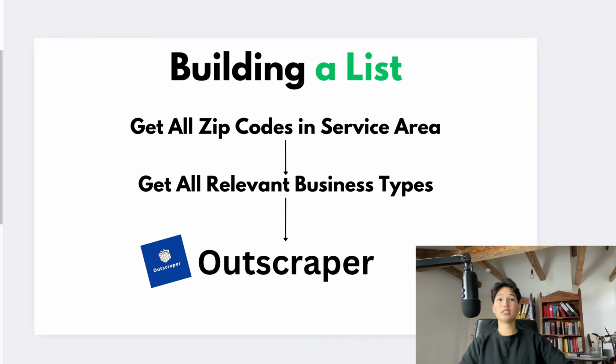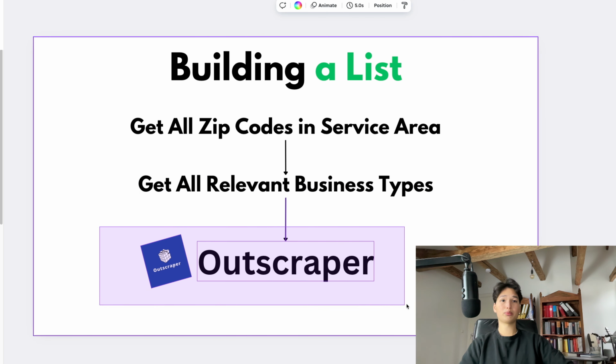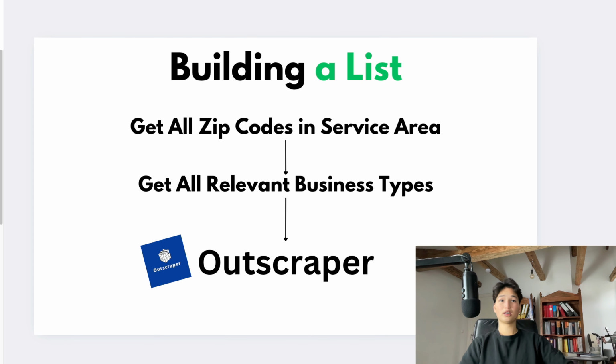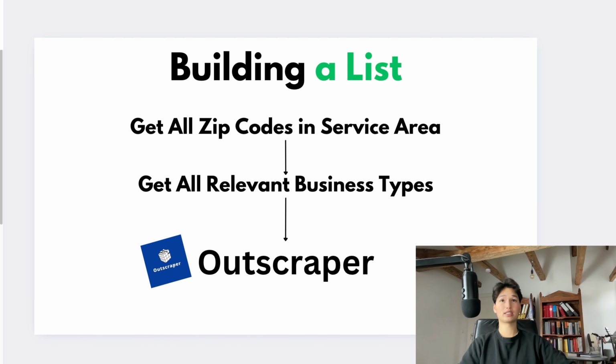There are only 3 steps needed in order to build a relevant list with decision makers in the right businesses, and also in the right service area. The first step is get all zip codes in your service area. Really important to do that in order to maximize the results of businesses that you can scrape. Get all relevant business types and then use Outscraper to build this list. If you've seen any of my videos, then you know I'm a big fan of Outscraper, but in this video I will walk you through the whole process in extreme detail. In the last videos I haven't shown exactly how we get the zip codes and all of that stuff, so I wanted to do that here.